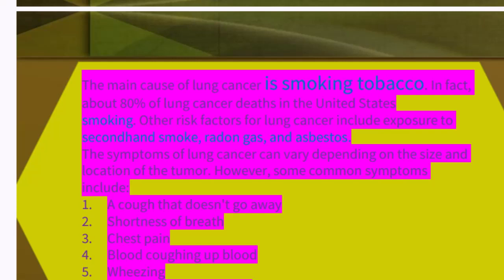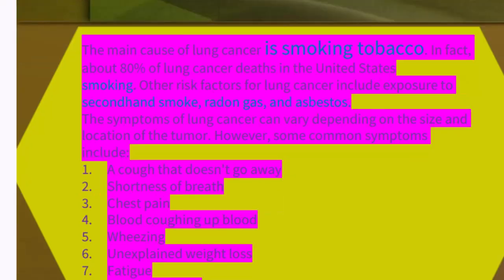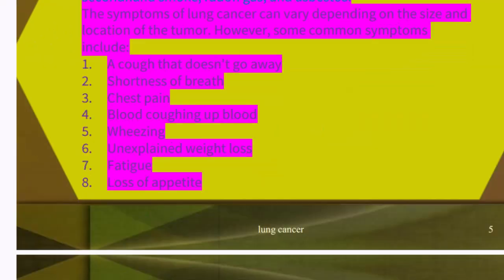The symptoms of lung cancer can vary depending on the size and the location of the tumor. However, some common symptoms include a cough that doesn't go away, shortness of breath, chest pain, coughing up blood, wheezing, unexplained weight loss, fatigue, and loss of appetite.